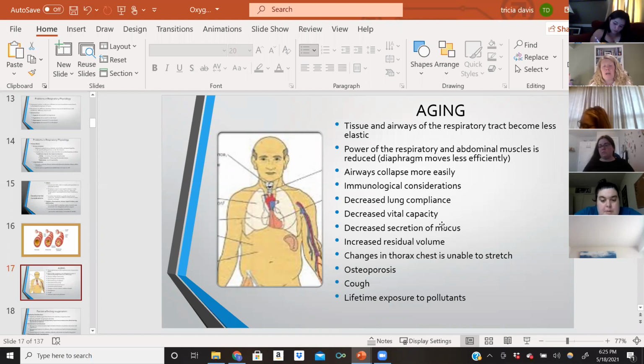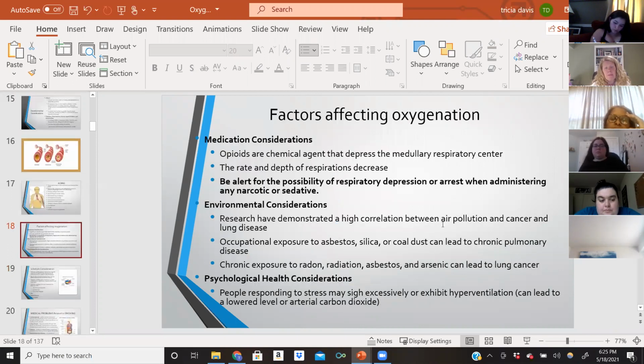Patients develop osteoporosis, get more of a cough, and then all of these combined with a possibility of a lifetime exposure to pollutants, depending on where they lived or what kind of work they did, or whether they smoked cigarettes. So it's kind of like a combination of things.